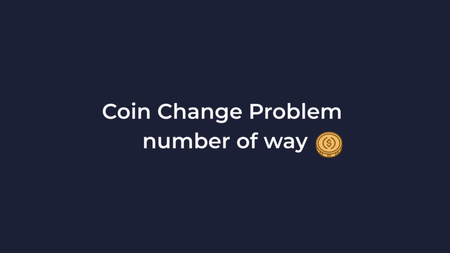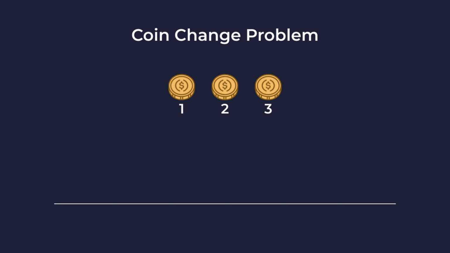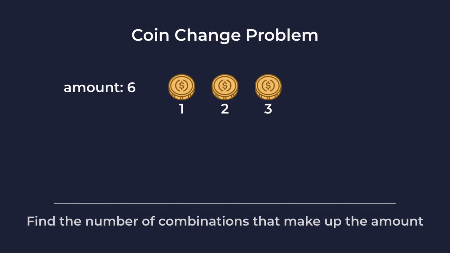Let's talk about the coin change problem for number of ways. Imagine you have a few coins with different values and a target amount you want to make. The question is, how many different combinations of coins can add up to that amount? You can use as many coins as you like, and the order doesn't matter.